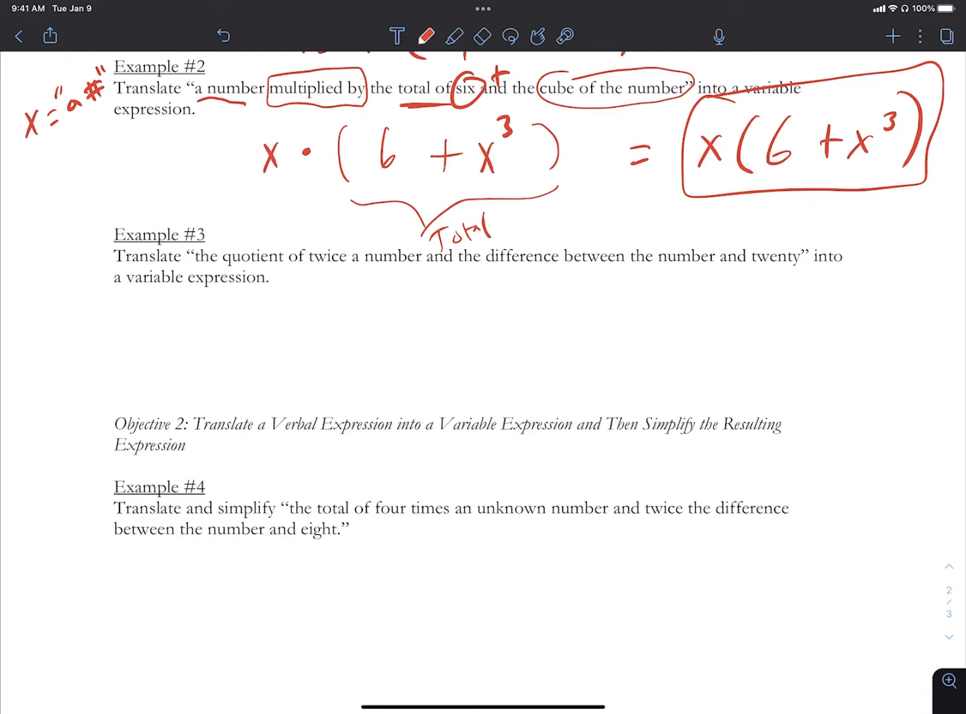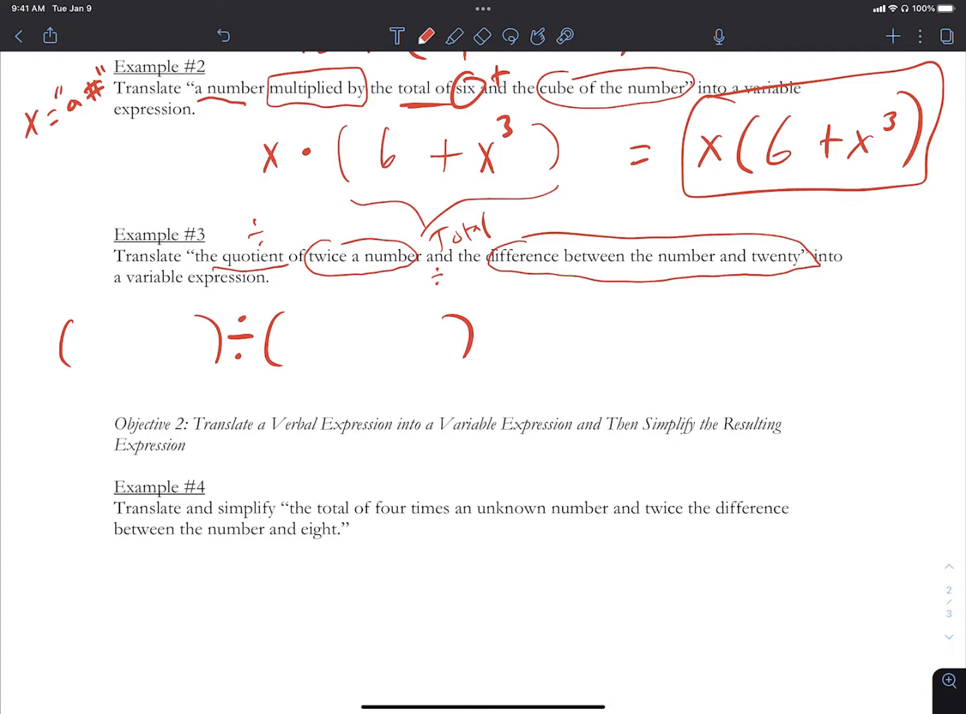All right. So example 3 says translate the quotient of. So the quotient of, you should automatically be thinking division, right? So I'm going to be dividing two things. And then what are those two things? So the quotient of twice a number, right, so twice a number is one thing. The word and is telling me where that operation's going, the division. And then the difference between the number and 20, right? Those are the two objects I'm dividing.